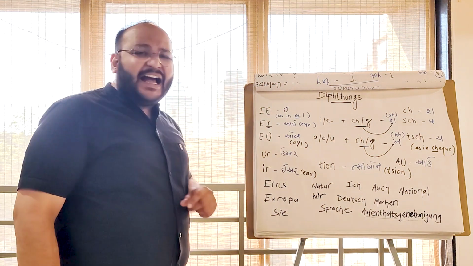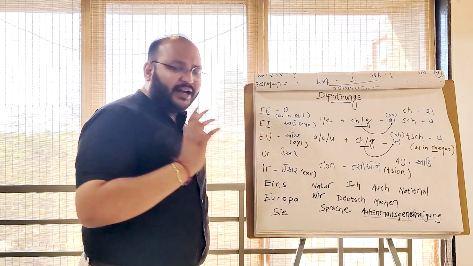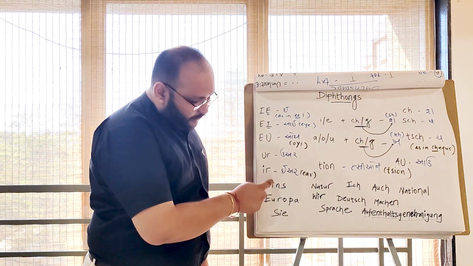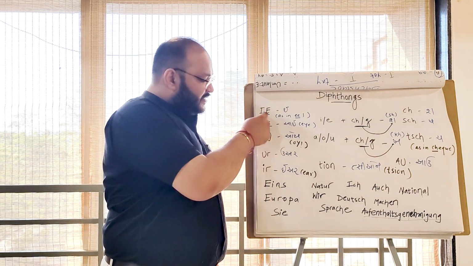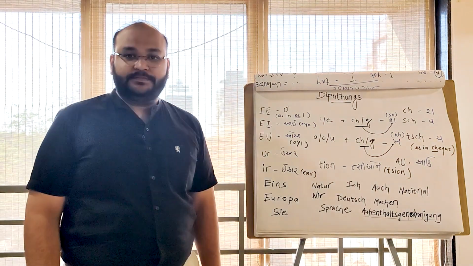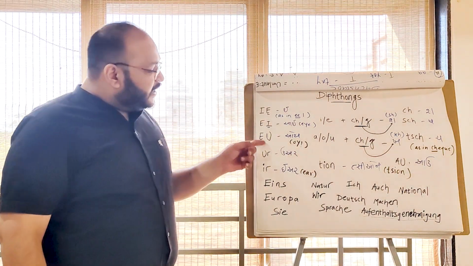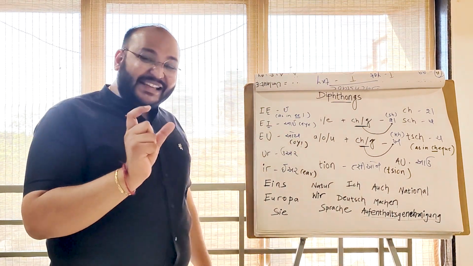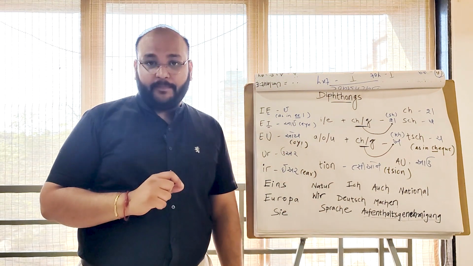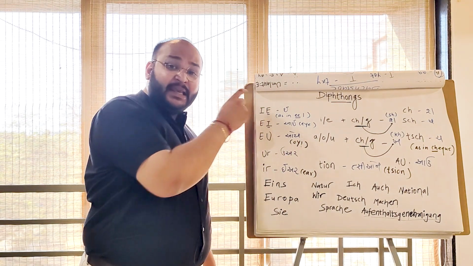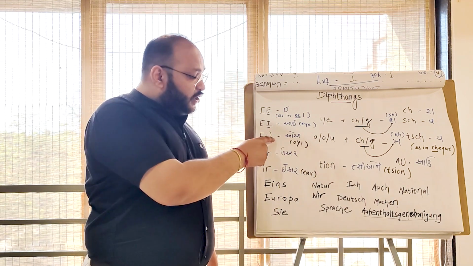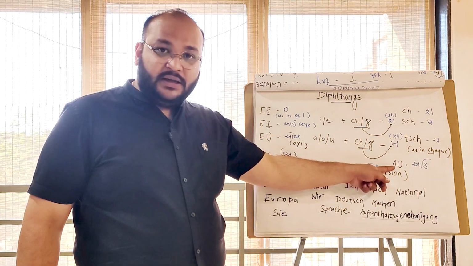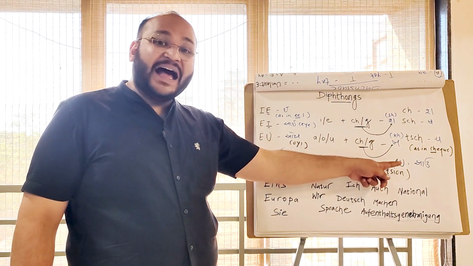E. EI, any German word in which E and I are together. For example, over here, E and I are together. So that EI, this entire stuff, is pronounced as I. EU, any German word in which E and U are together, then EU is pronounced as Oi. So once again, IE, E. EI, I. EU, Oi. AU, on the other hand, is pronounced as Au.